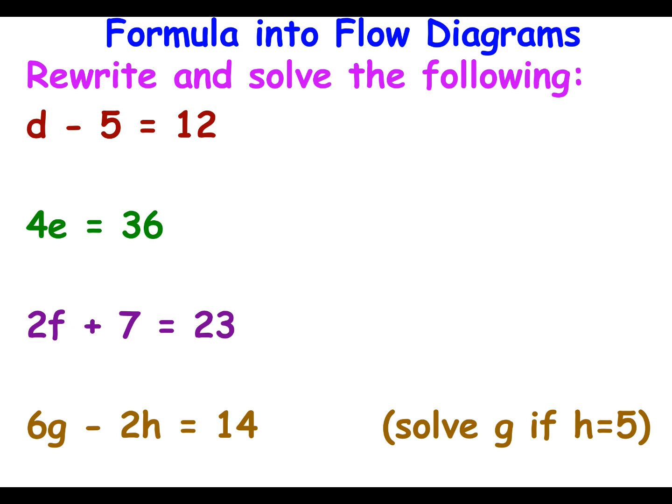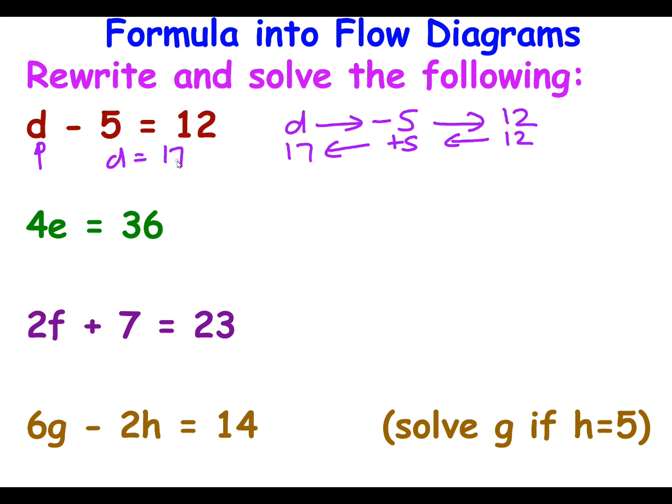Okay, let's go through them then. So we're looking for D. So we've got our subject D. So what's happening to D? Well, we're taking away 5, and it's giving us the answer of 12. So when we come back the other way, I need to add 5. So D is 17. So D equals 17. So 17 take away 5 gives me my 12.